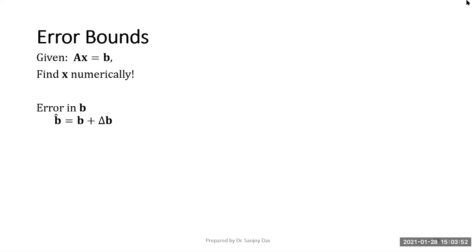Now, let's see one way we can use condition numbers. We are to solve AX equals B. Now, the first step is we need to make sure that this is indeed solvable. That is, the problem of finding X in AX equals B is well posed. That's the technical term for it. And our goal is to numerically find X.